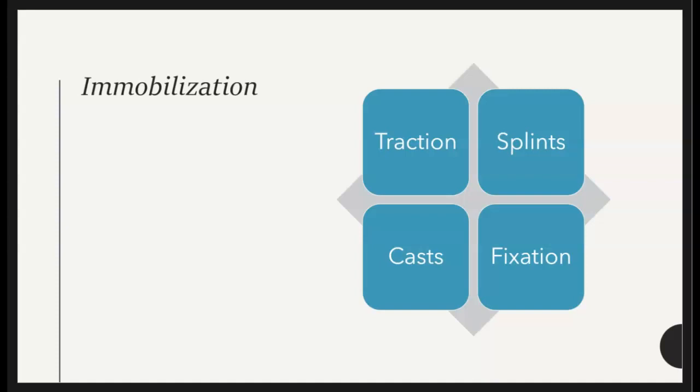Splints are like the beginning of casts. So splints are short term and they allow for swelling because we know that it takes about 72 hours for that hematoma to form. And so within those first 3 to 5 days, the patient is just getting more and more swollen from the injury itself. And so we don't want to put a cast around them because a cast is hard and it doesn't allow for that swelling to grow.